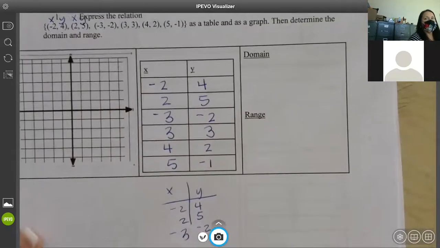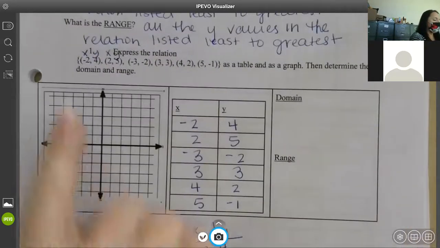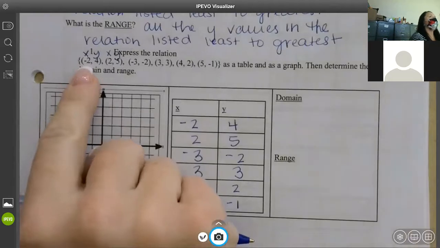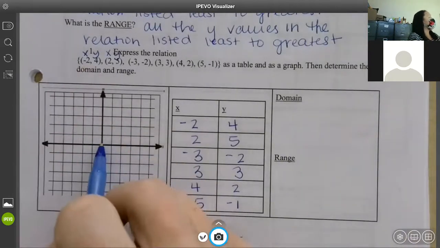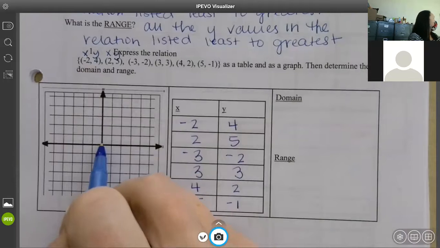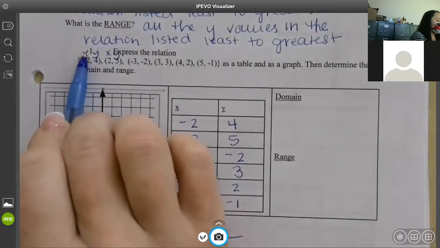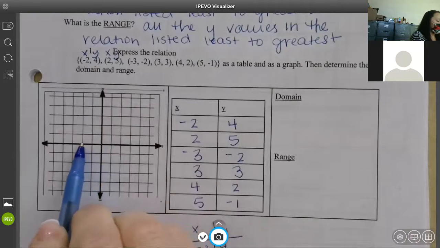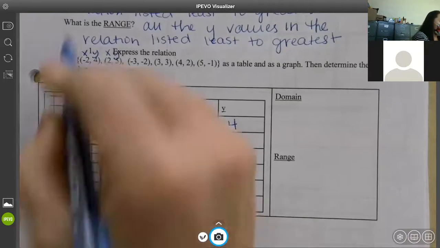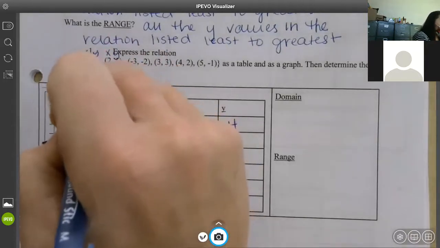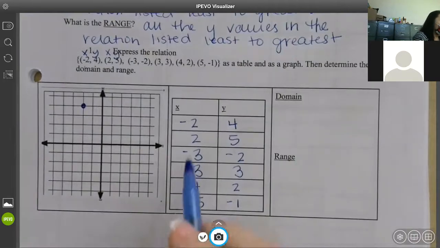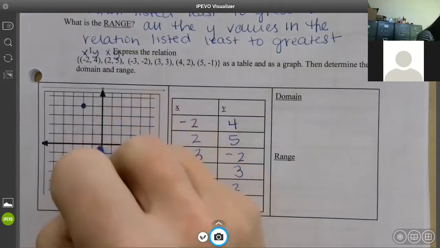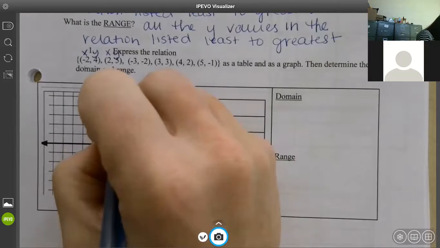All right. So then as a graph, I'm just going to graph these coordinates. So remember when we graph -2, 4, we start at 0, 0. It's always left or right first, then up or down. Okay. So this says on the X, we're going to go to -2. So here's your X axis, -2, and then up 4. The next one is 2, 5. So we're going to go to +2 and up 5.